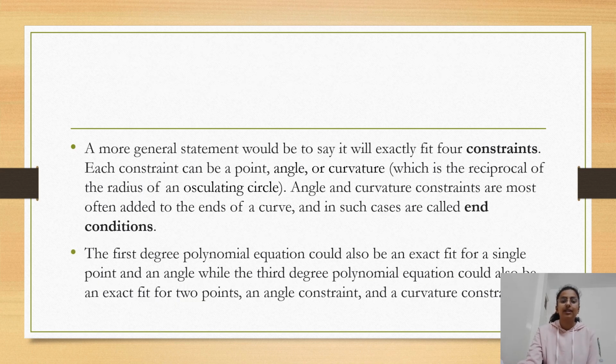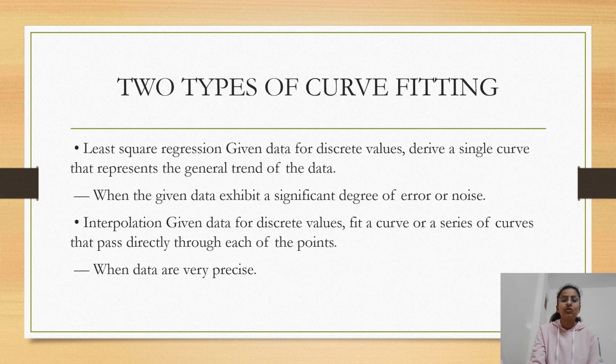A more general statement would be to say it will exactly fit four constraints. Each constraint can be a point, angle, or curvature, which is the reciprocal of the radius of a circle. Angle and curvature constraints are most often added to the ends of a curve and in such cases are called end conditions. The first degree polynomial equation could also be an exact fit for a single point and an angle, while the third degree polynomial equation could also be an exact fit for 2 points, an angle constraint and a curvature constraint.